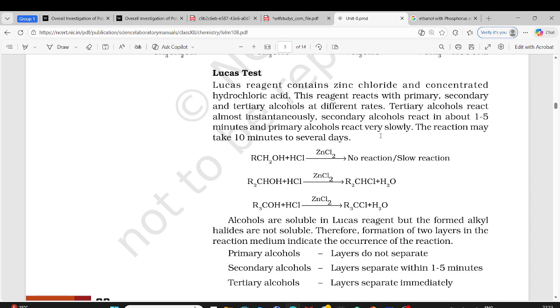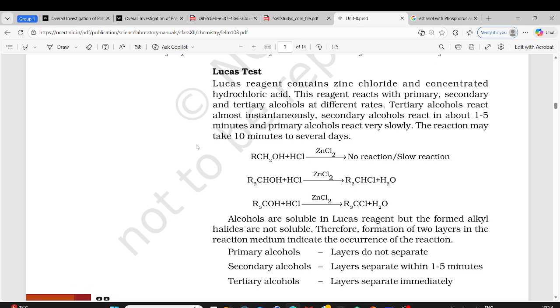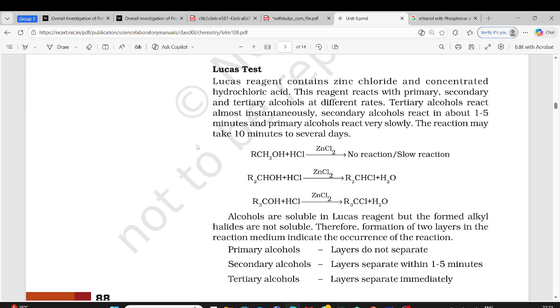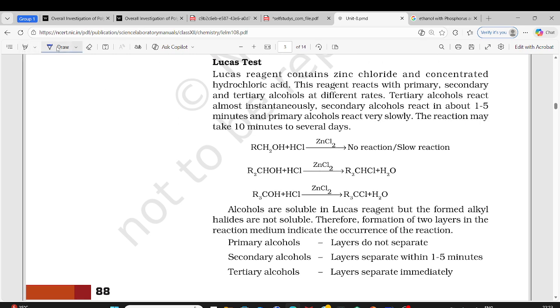So for more details, you can move on to a section of NCERT. This is the practical guide section. They have clearly mentioned the Lucas test here. Nothing extra, whatever I told you about Lucas reagent, they have just mentioned the same thing. You can read this section. The same thing, zinc chloride, concentrated HCl. They say primary alcohol shows no reaction or very slow reaction. In most cases it is no reaction. And then this thing forms, like they have shown in the salt form.